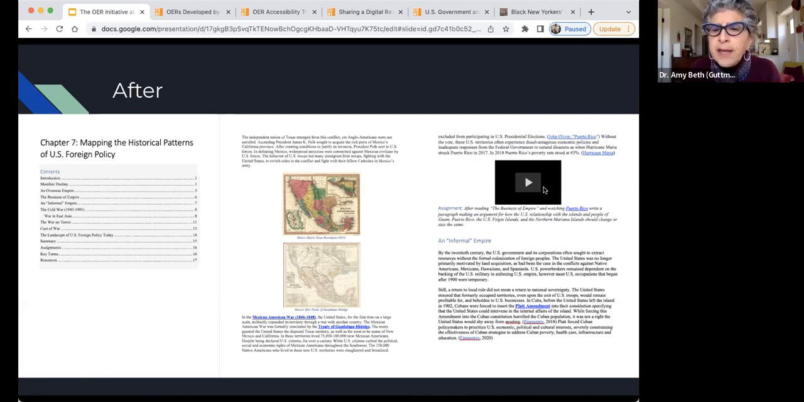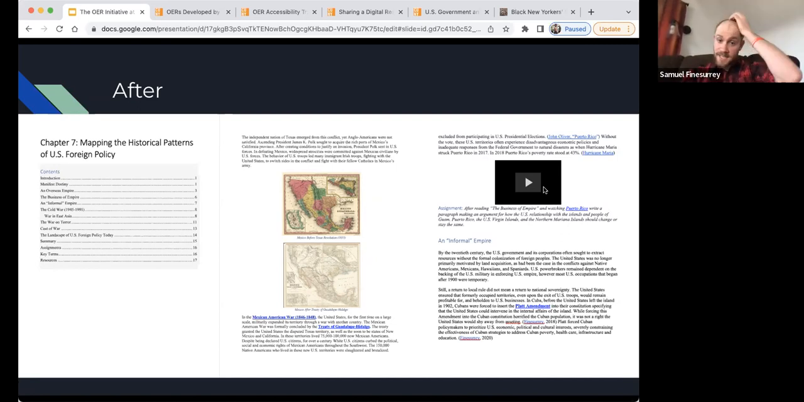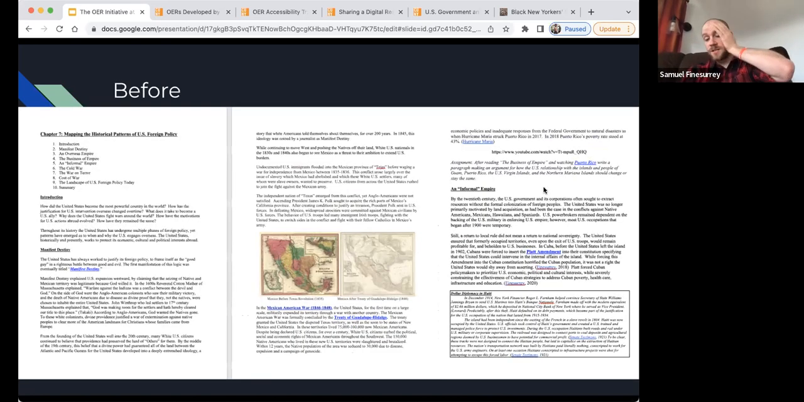And on the 3rd page, Sam will have to tell us, there is something about the American Empire and Puerto Rico, and there'll be a video placed into the 3rd page differently than it had been in the previous show and tell of before and after. Please continue. Right. Yeah, so previously, again, it was a link, right?